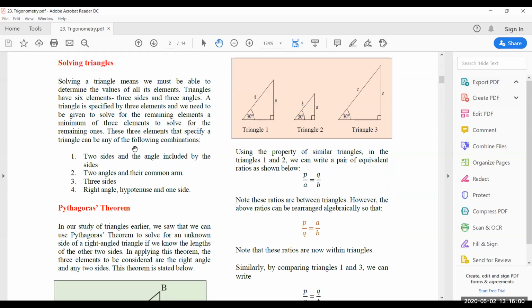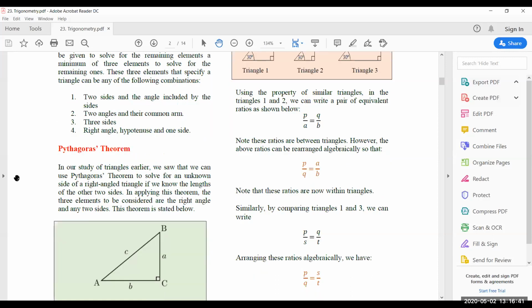Solving a triangle means we must be able to determine the values of its elements. Triangles have 6 elements, which include 3 sides and 3 angles. A triangle is specified by 3 elements, and we need to be given a minimum of 3 elements to solve for the remaining ones. These 3 elements can be any of the following combinations: two sides and the angle included by the two sides, two angles and their common arm, three sides, or a right angle, hypotenuse, and one side.